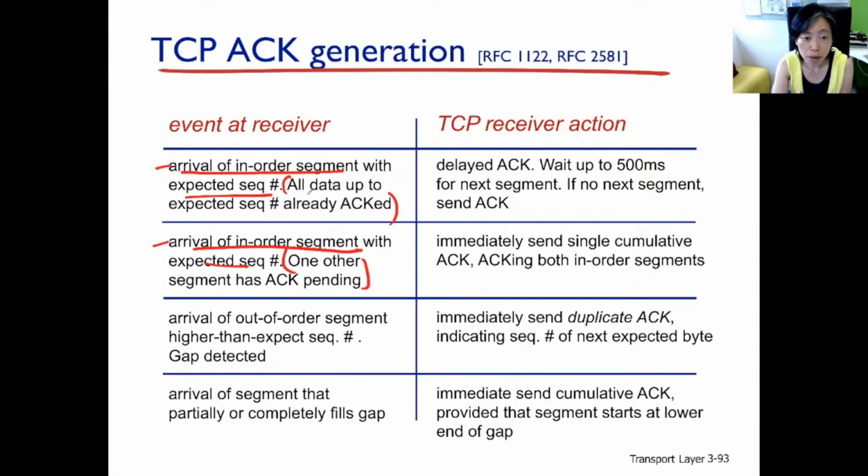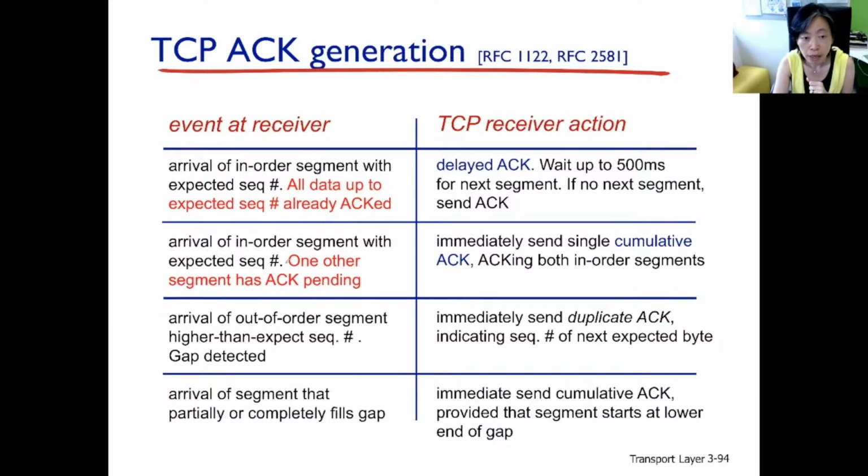So in event number 1, when all data up to the expected sequence number are already ACKed, then we do one thing. If one other segment has an ACK pending, meaning that segment there, we should be sending an ACK out, but it's actually pending. We haven't sent it out yet. Then we do this. Now, some of you might have guessed. Yes, TCP's receiver here is trying to send one ACK packet per 2 data packets received.